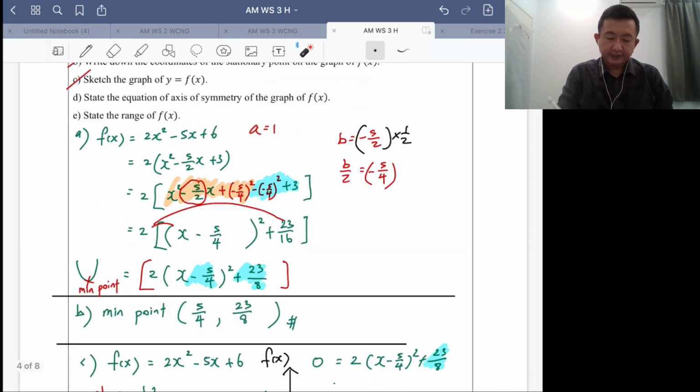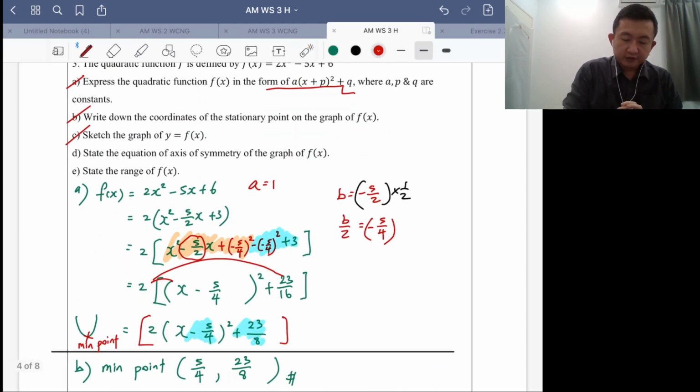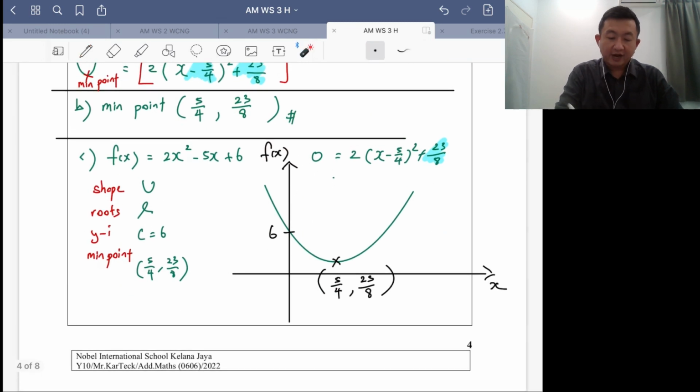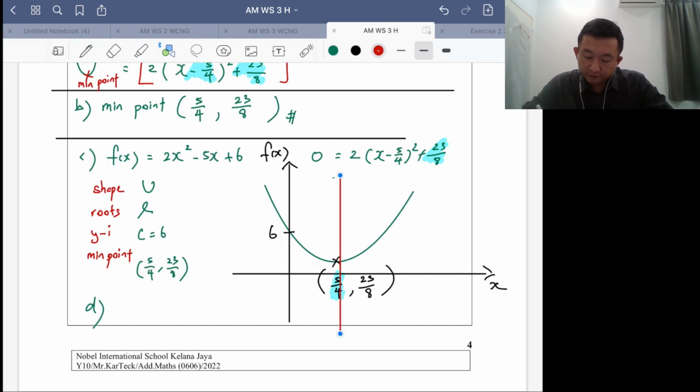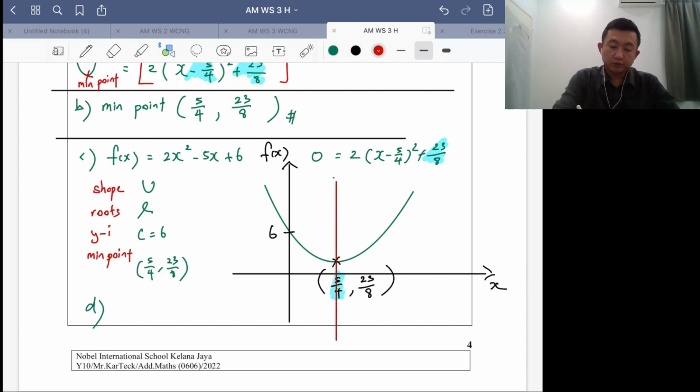Okay, now we go for D. D is to state the equation of the axis of symmetry. I told you, the equation of the axis of symmetry is the same as the x value of the minimum point, because the equation is the line passing through the x value. So same thing, x equals 5 over 4 is your answer.